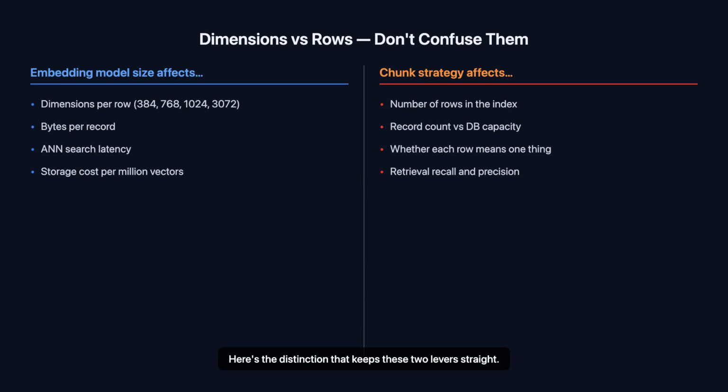Here's the distinction that keeps these two levers straight. The embedding model controls dimensions per row, 384, 768, 1024, 3072. That drives bytes per record, search latency, and storage cost per million vectors. The chunking strategy controls the number of rows themselves, how many records end up in the index, whether you blow past the capacity ceiling, and how cleanly each row means one thing. Two completely different axes. When the requirement is to reduce record count, only the chunking axis matters. When the requirement is to cut storage cost or latency at a fixed row count, that's the embedding axis.